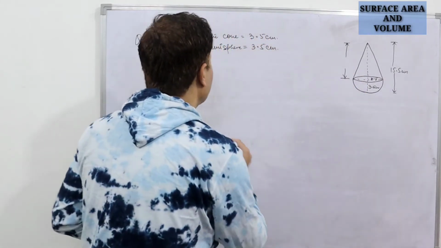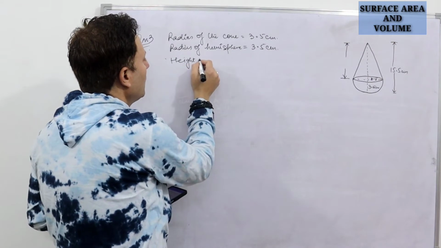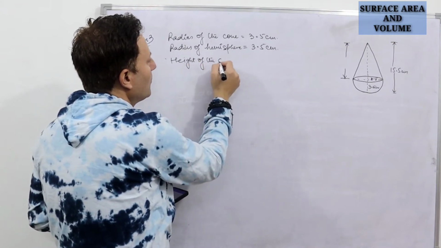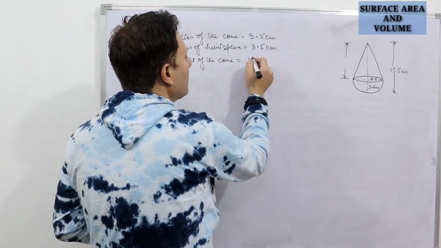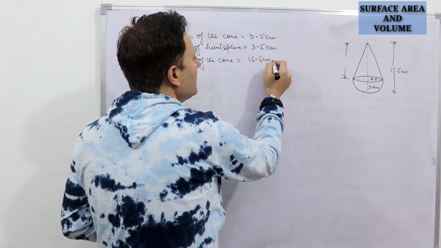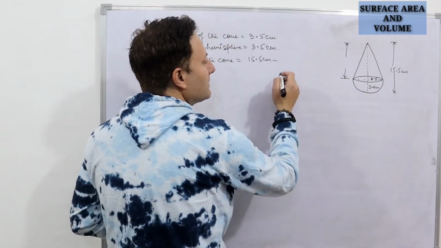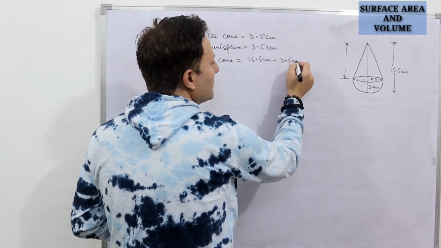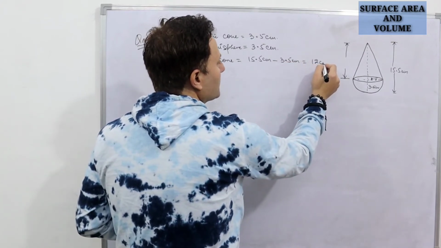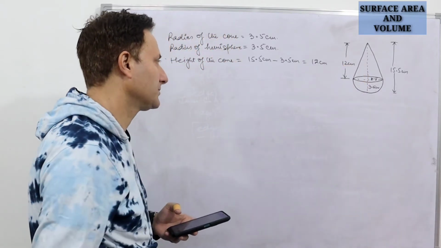We will just see it here. Height of the cone: the total height is 15.5 centimeter. We will deduct the height of the hemisphere, which is the radius. So we deduct 3.5 centimeter, which becomes 12 centimeters. So the height of the cone is 12 centimeter.